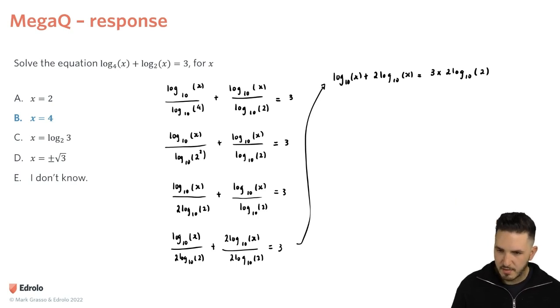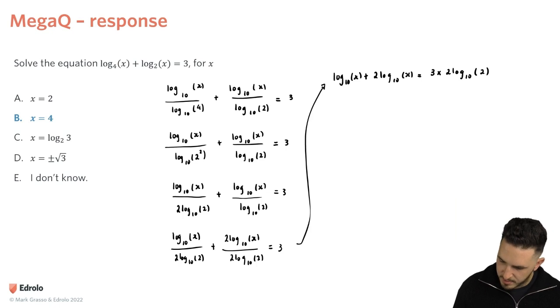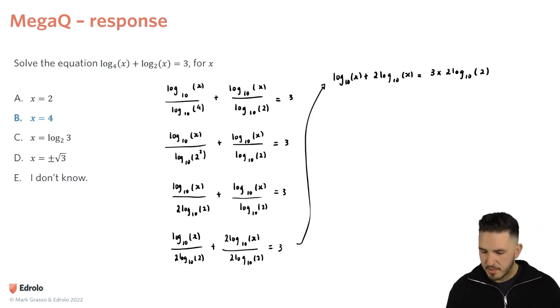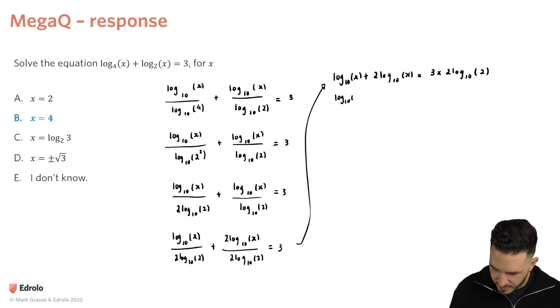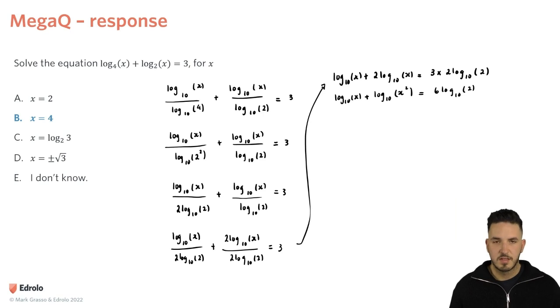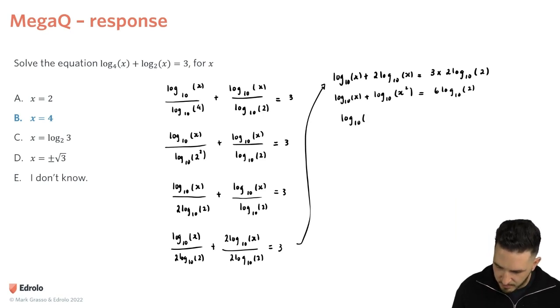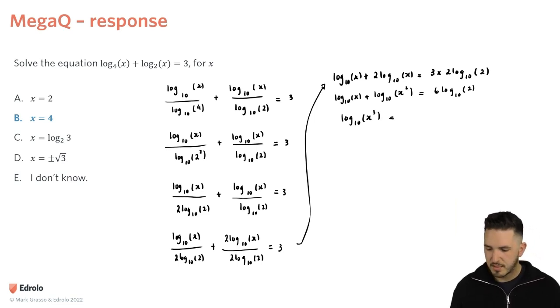Now with the 3 times 2, let's not worry about the left-hand side for the moment. Let's focus on the right-hand side and simplify as much as we can. So we're going to have log 10 of x plus, I'm going to bring that 2 back to x squared for the moment, so log 10 of x squared equals 3 times 2 is 6. So it's going to become 6 log 10 of 2. Log 10 of x plus log 10 of x squared becomes log 10 of x times x squared, which gives you x cubed, which equals 6 times log 10 of 2.